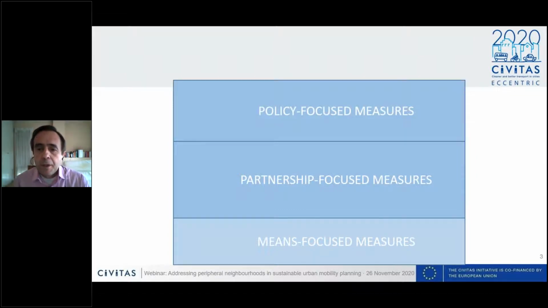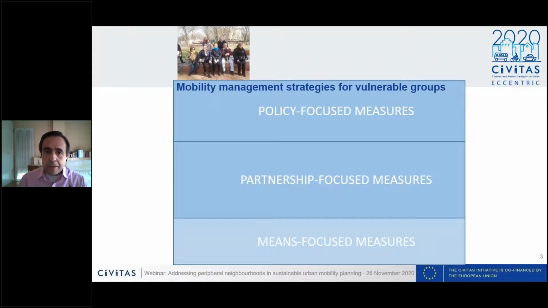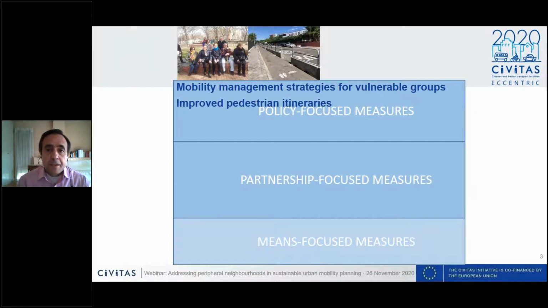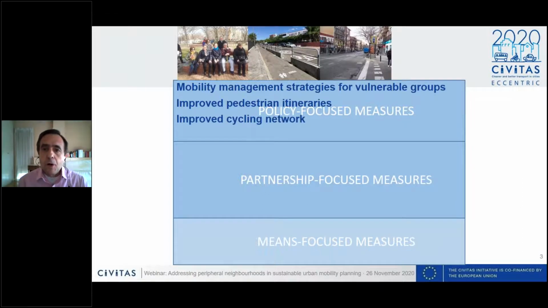And then we have what I would call the policy-focused measures. The measures where it is not so much about technological innovation, it is very much about how you are changing the places and you are working with people. So, we had a little bit of everything, and I think that for today's purpose, these policy-focused measures are the really interesting ones because they were the ones really tailored to Vallecas. We worked with vulnerable groups in the neighborhood. We also improved pedestrian itineraries in the walking conditions in the neighborhood. We improved also the cycling network.